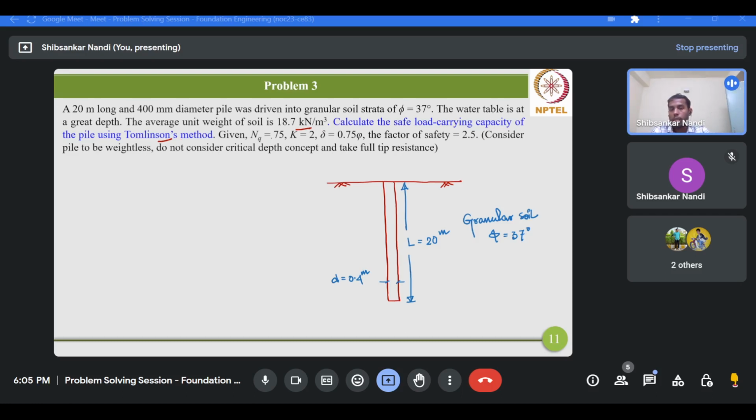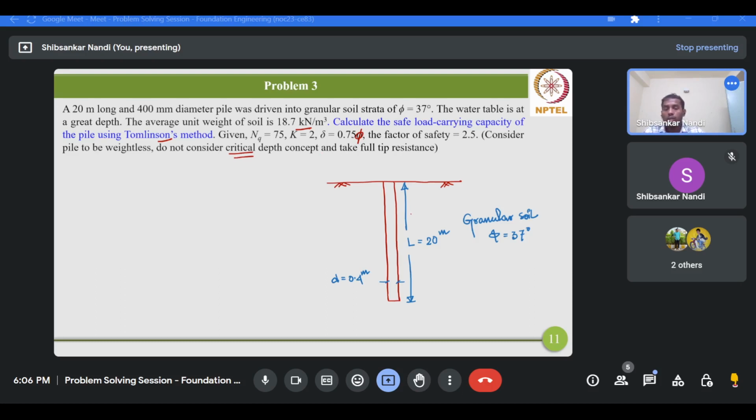Given the bearing capacity factor as 75, the earth pressure coefficient, as you know, as 2, and delta as 0.75 times phi. This is the same phi. And the factor of safety is 2.5. Consider the pile to be weightless, do not consider the critical depth concept, and take full tip resistance. This statement is very critical, very essential to solve this kind of problem and get the right answer.